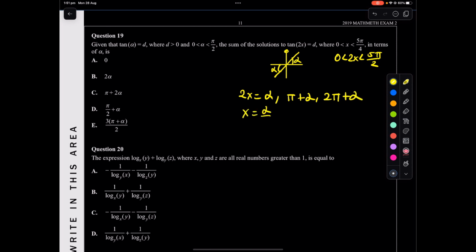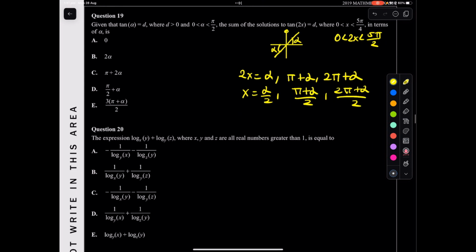And so it'll be alpha over 2, pi over alpha over 2, 2 pi plus alpha over 2. Okay. And adding them all together, because we're trying to find the sum, it will be alpha plus alpha, so it'll be 3 alpha plus pi plus, so 3 pi all over 2. And that's your sum, which looks like E is your answer for that one.